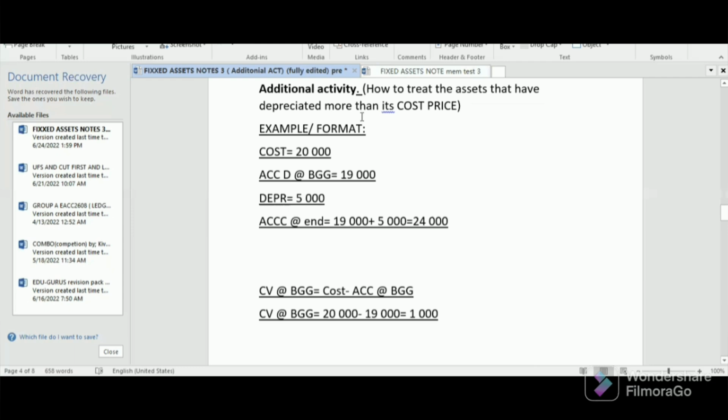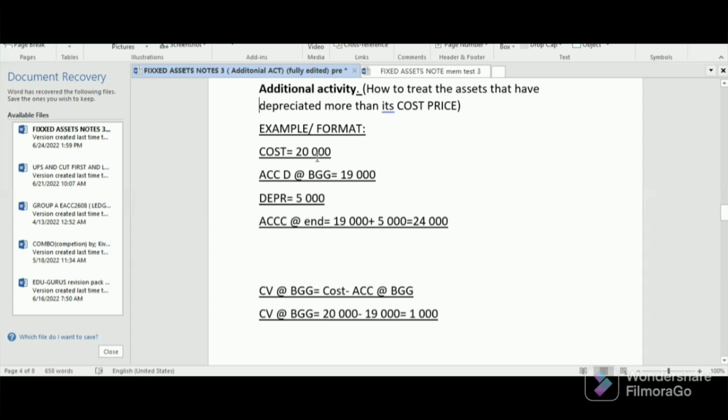Like I said earlier, an asset only depreciates more than its cost price when it has reached its useful life, and then you decide to continue to use that particular asset. Therefore, it will continue to depreciate. That's whereby we are going to get our accumulated depreciation as a higher value than our cost. I hope it makes sense.